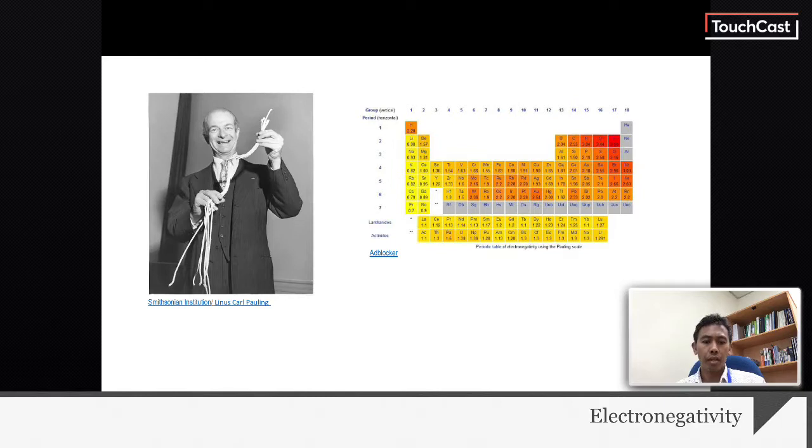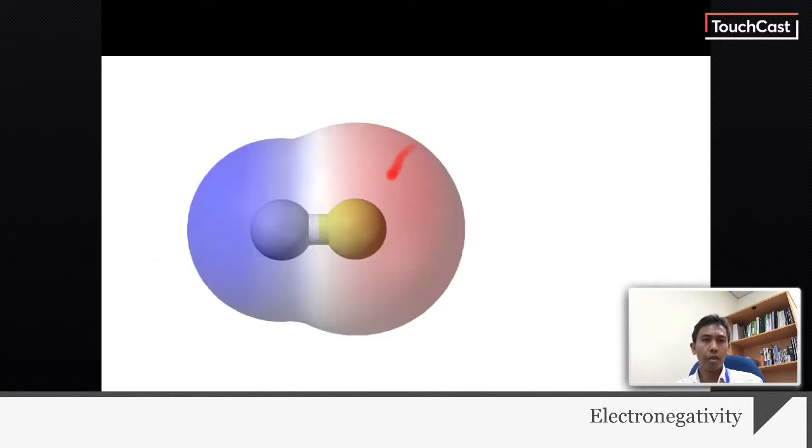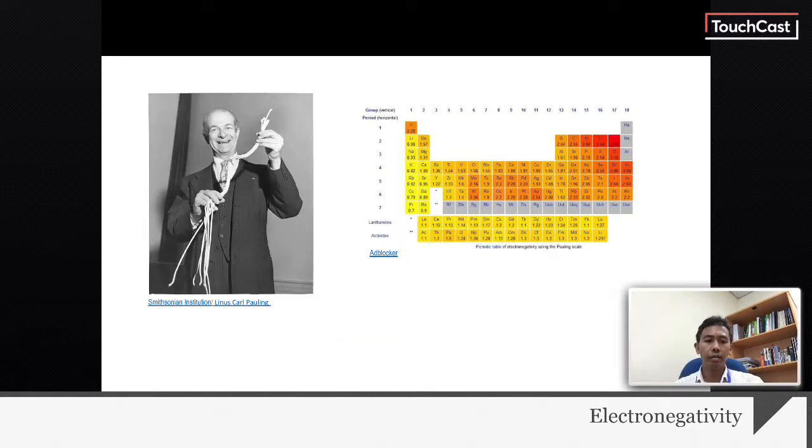He described electronegativity as the power of an atom in a molecule to attract electrons to itself. Pauling assigned hydrogen an electronegativity of 2.20. Other element values are derived from hydrogen's electronegativity value. Electronegativity is an arbitrary value.